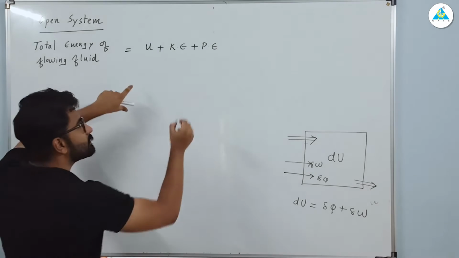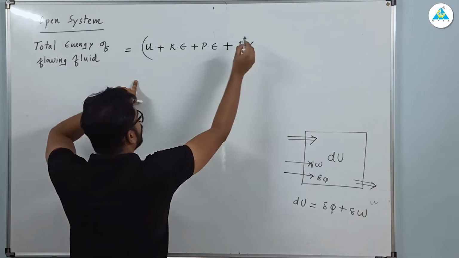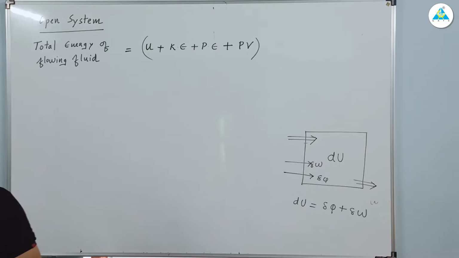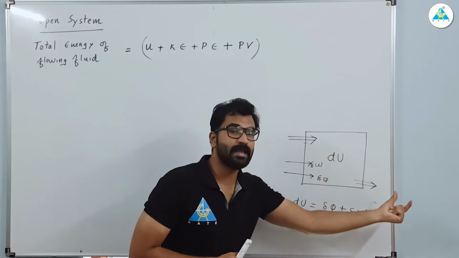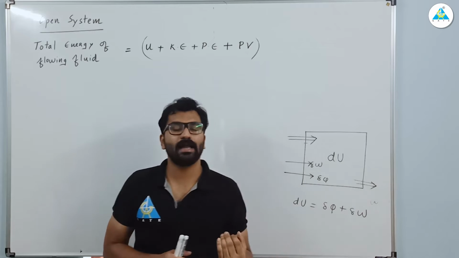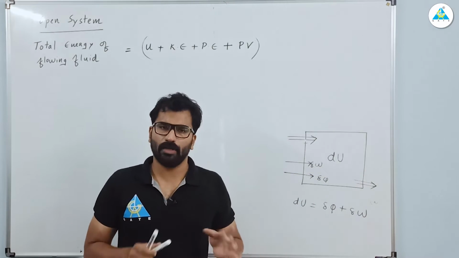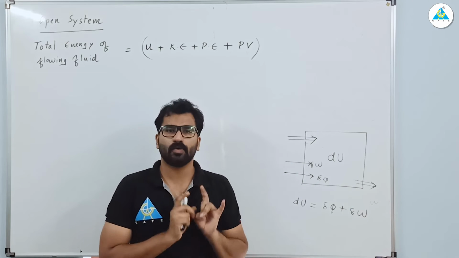But other than this, you have an extra term called flow energy or flow work. We call this flow energy because it is the energy required to push the fluid at the entrance and the exit. It is the energy required to push the fluid into and out of the control volume. To make the flow, you have to give some energy. That is the only case.